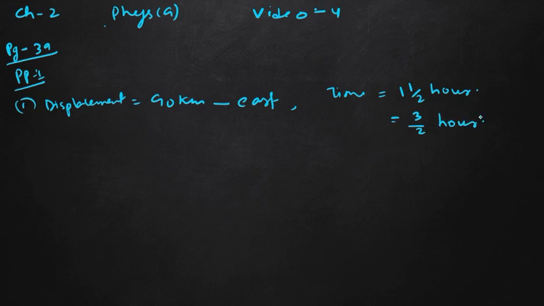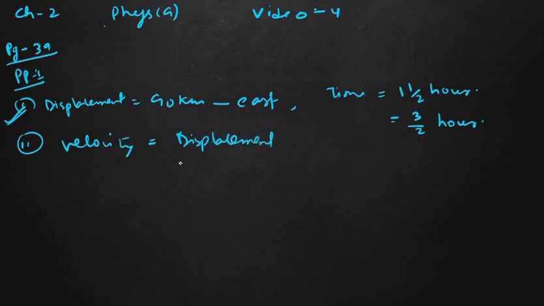So we need to calculate the displacement of the car and its velocity in kilometer per hour and meter per second. The displacement is already given. The first part is the displacement of the car, which is 90 km towards east. Now we will calculate the second part, that is velocity. Our formula for velocity is displacement by time. First we need to calculate it in kilometer per hour, then in meter per second.